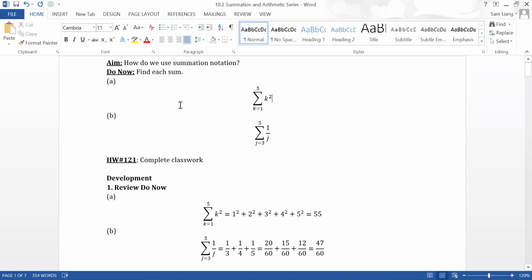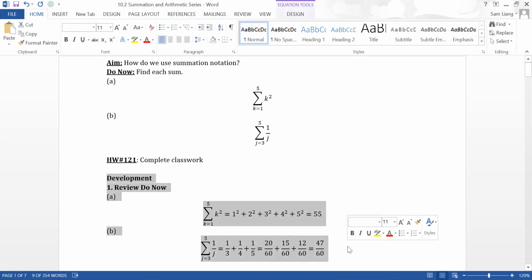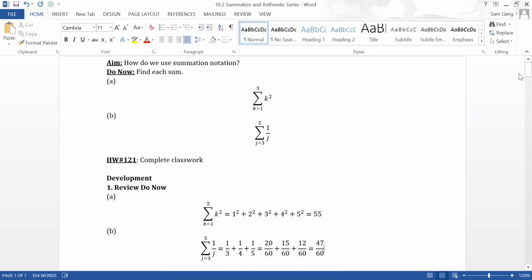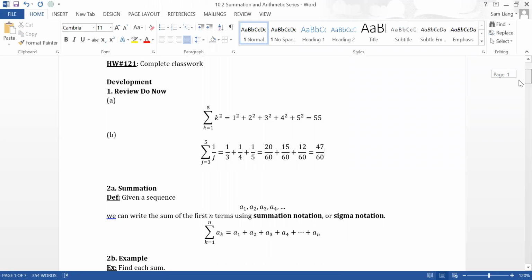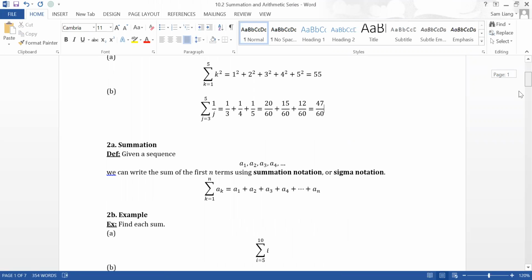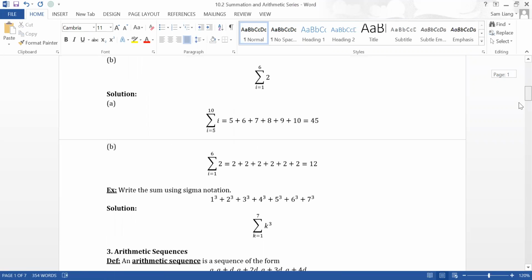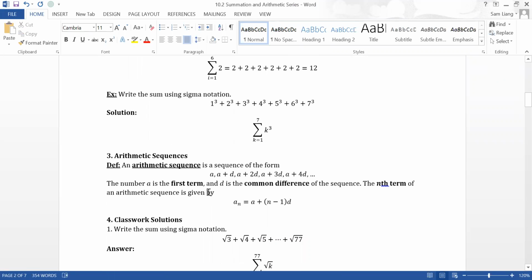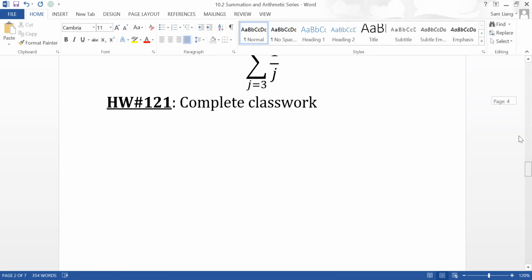Okay, does anyone still need the do now solution? Okay, if not, then I'm going to scroll down. So let me give you an overview of the rest of the lesson. We're going to define summation notation, then some examples, and then we're also going to talk about arithmetic sequences. We're just going to define that, and then after that, it's just the classwork. Okay, so pretty quick lesson. Okay, so here it is.